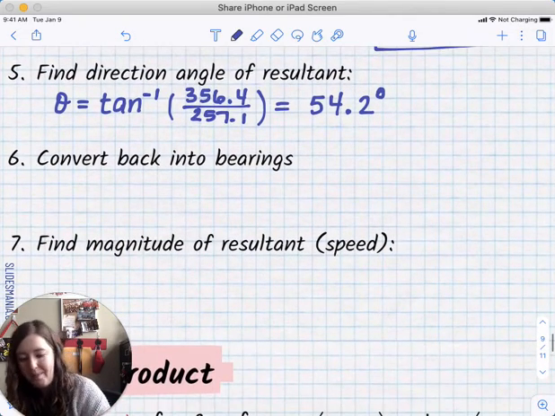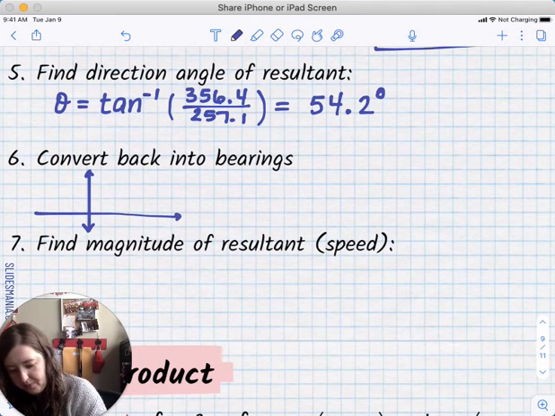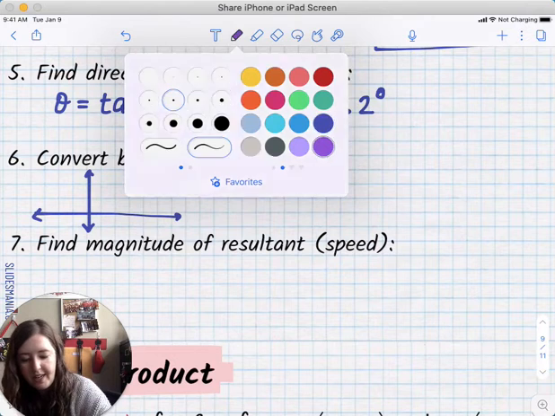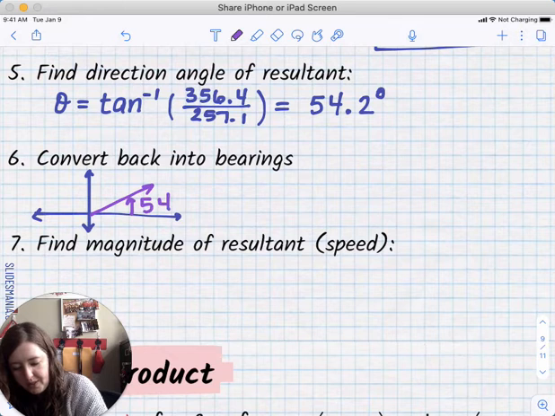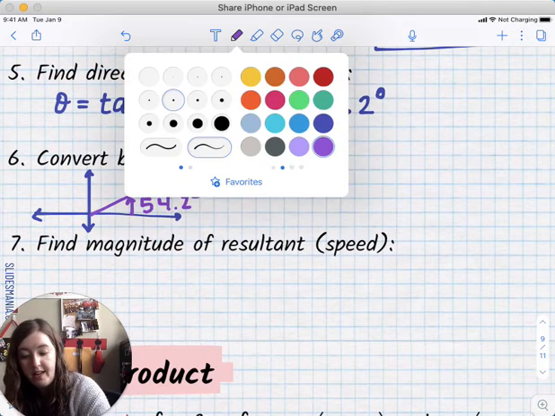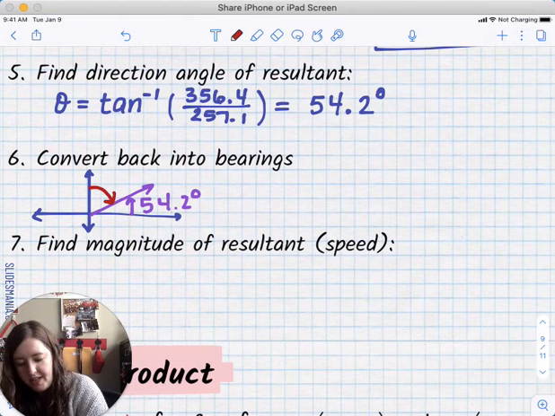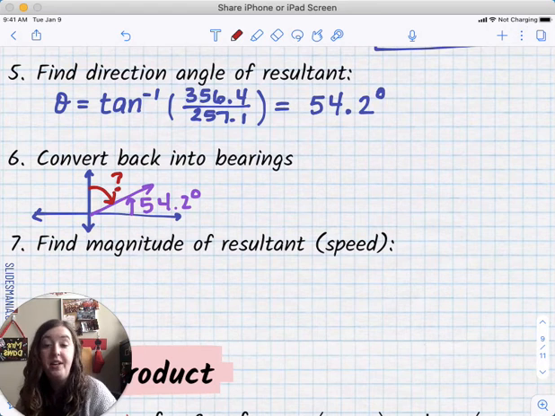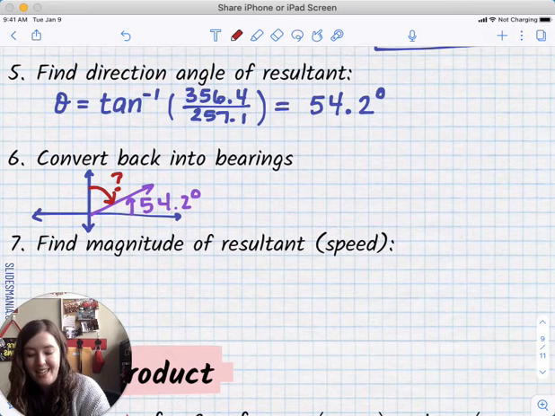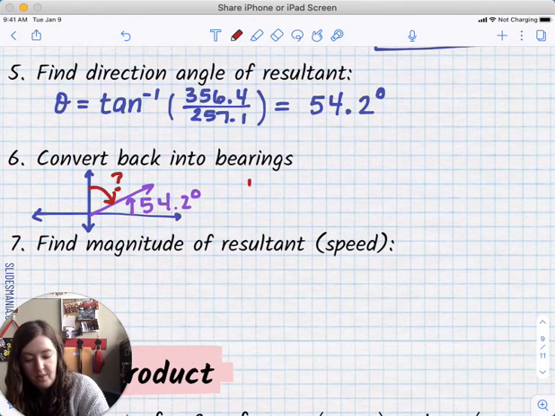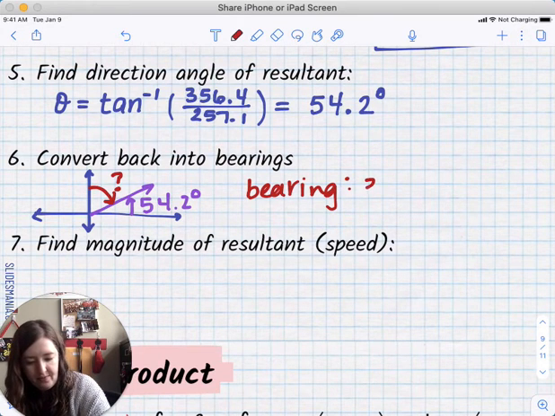But what does that mean in bearings? Let's draw our little picture again. So we know our direction angle from the x-axis up over here was 54.2 degrees. So for bearings, I'm going from the north clockwise. How many degrees is that? Well, we know one quadrant is 90. So we'll take 90 minus 54.2, and we'll get a bearing of 35.8 degrees.